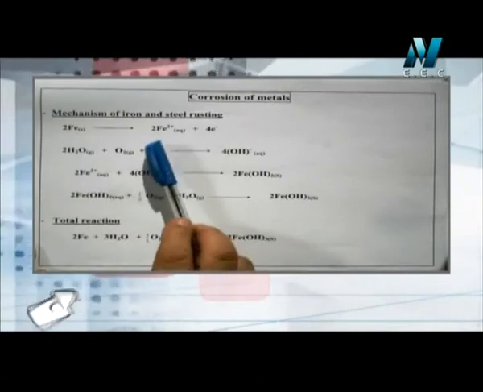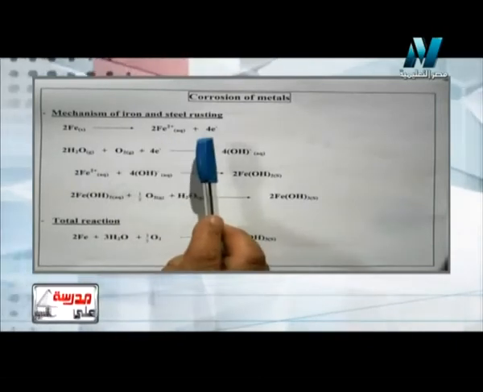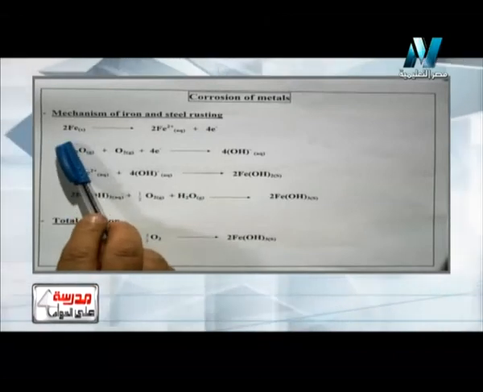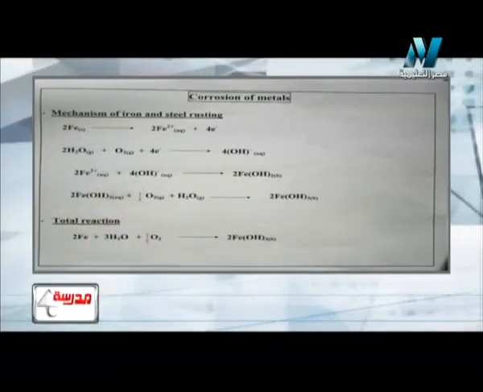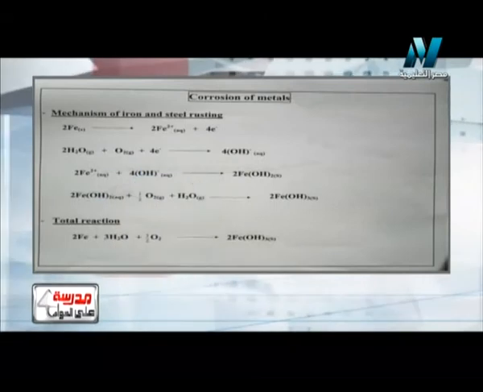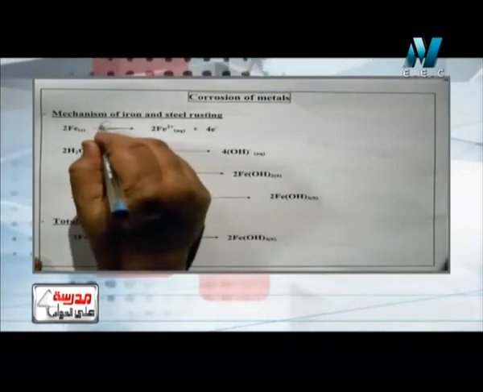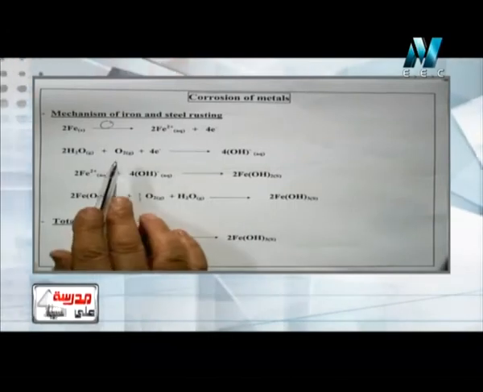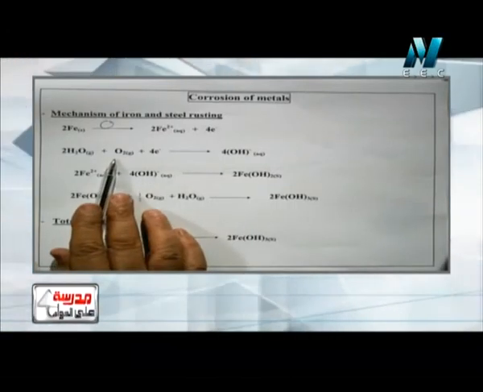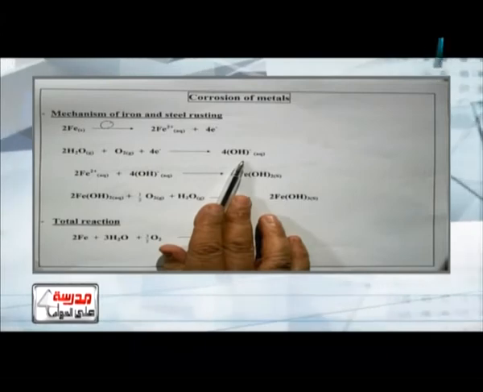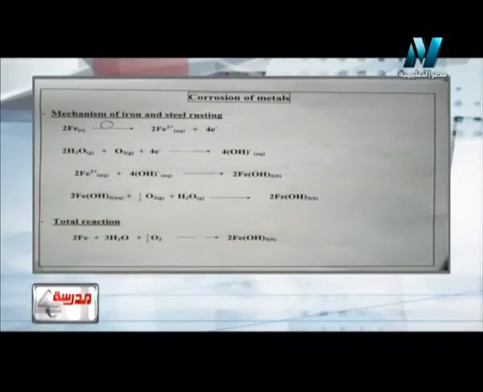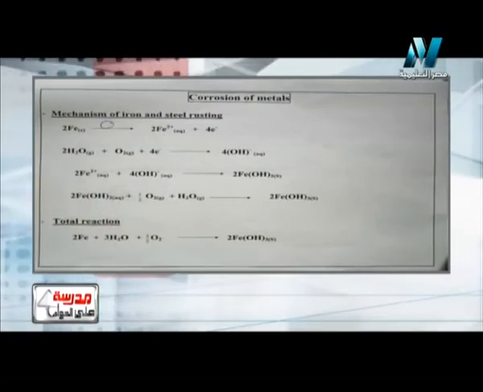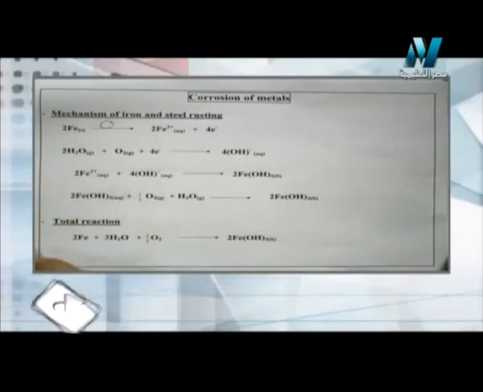Fe is converted into Fe positive 2 by losing electrons; so 2 atoms of iron are converted into positive 2, with 4 electrons lost. Oxidation occurs. And the oxygen is reduced to OH negative. The 2 oxygen atoms combine with 4 electrons and 2 water molecules to give OH negative.